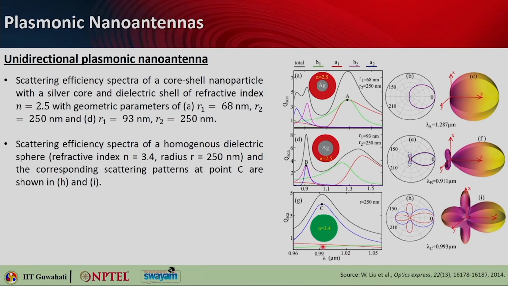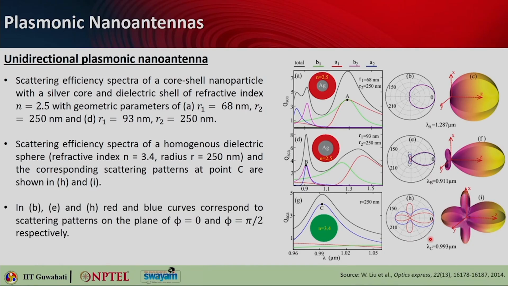And if you compare this with a uniform sphere of dielectric material, of refractive index n equals 3.4, you will see that you only get this kind of mode, and the scattering pattern is not unidirectional. You have scattering in the forward direction and in the backward direction.